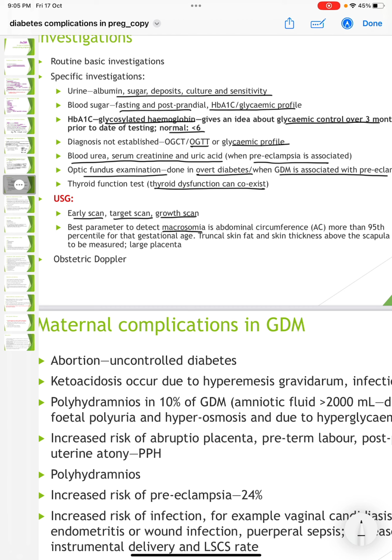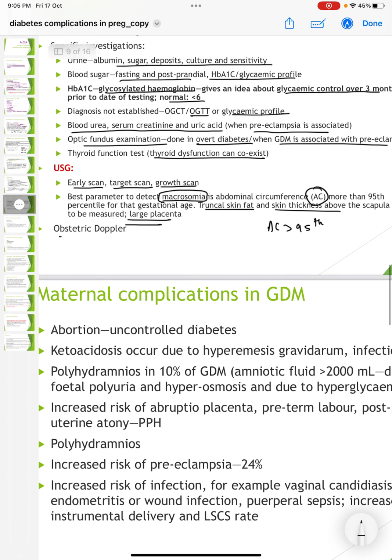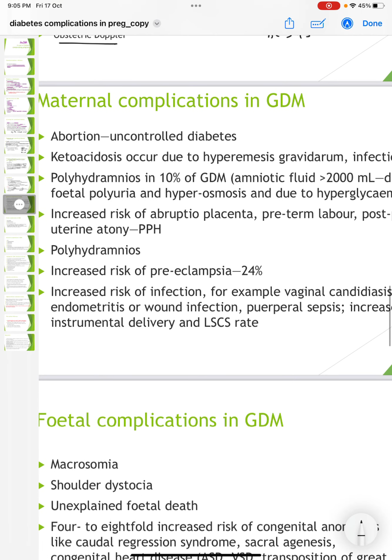To detect macrosomia, we will look for abdominal circumference of more than 95th percentile. And truncal skin fat, skin thickness above the scapula, is also measured. There is a large placenta also. And Doppler as a routine investigation.